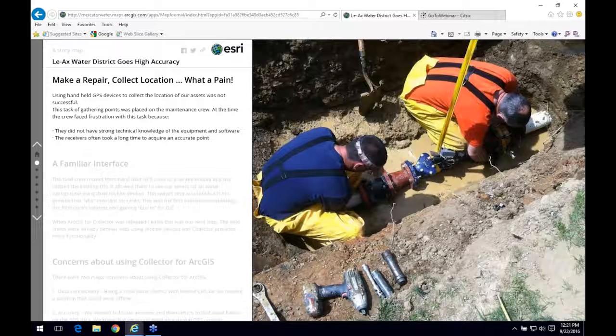So we started losing a lot of time by not getting these points, and a lot of open ditches where we had no location on, and it was starting not to work, and we were losing buy-in with the employees about GIS. So we started looking for other avenues.